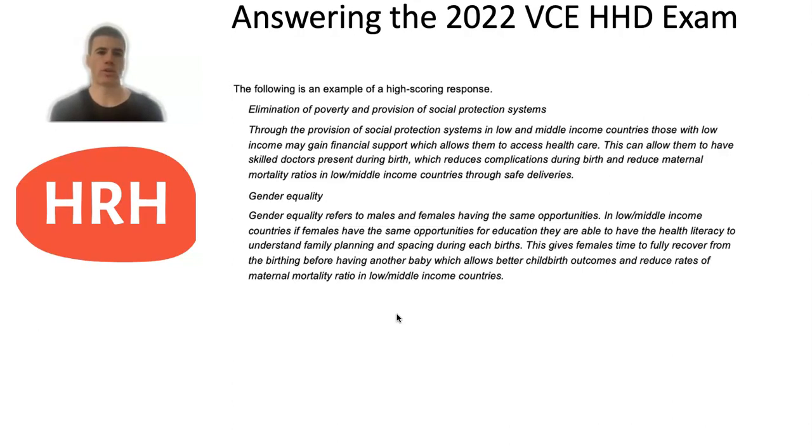They then also chose gender equality, and so that talked about how that relates to males and females having the same opportunities. And so in low and middle income countries, if females have the same opportunities for education, they'll have the health literacy to understand family planning and spacing during birth, and that gives females time to fully recover from birthing before they have another baby, which could allow better childbirth outcomes and reduce the maternal mortality ratio in low and middle income countries. So you can see there they've been able to make meaningful links between their examples and the maternal mortality ratio.